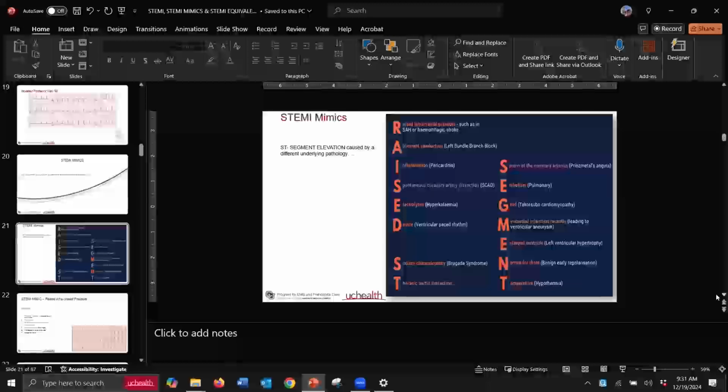Embolism, being pulmonary. Grief, that's that broken heart syndrome, Takotsubo cardiomyopathy. Myocardial infarction recently, that's now becoming a ventricular aneurysm. That's a bad thing. Enlarged ventricle being LVH. Maybe normal, which is benign early repolarization. That's what we miss a lot in the field, is to go, oh God, they got ST elevation, but they don't have depression. We forgot about that whole reciprocation thing. And it's just a benign situation of early repol. And then of course, hypothermia.